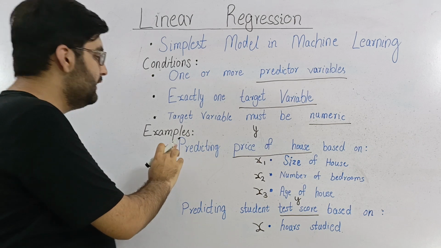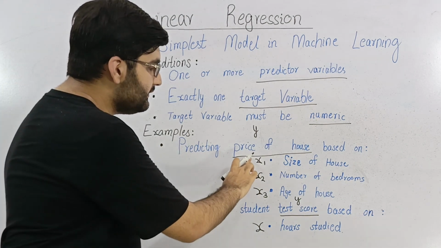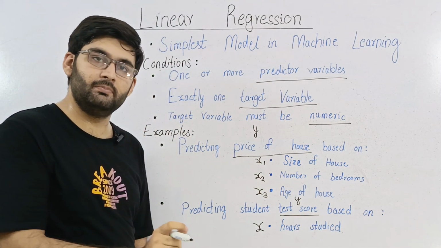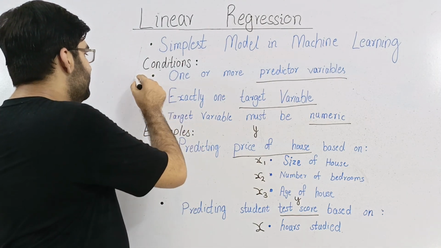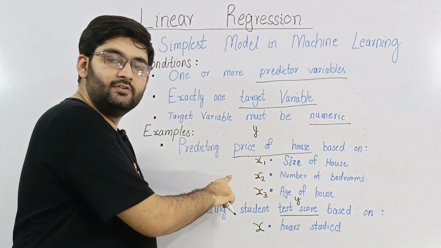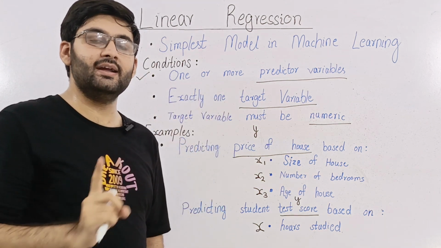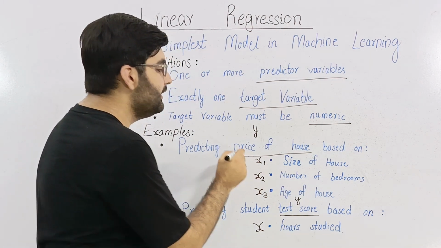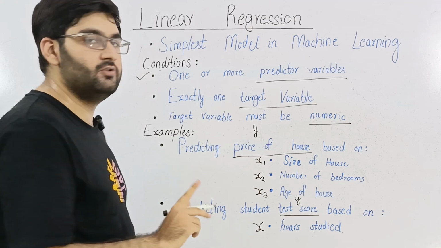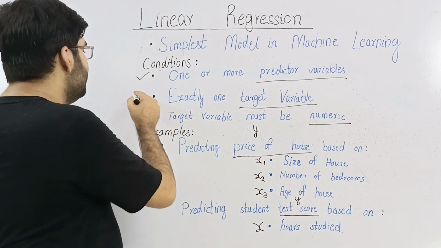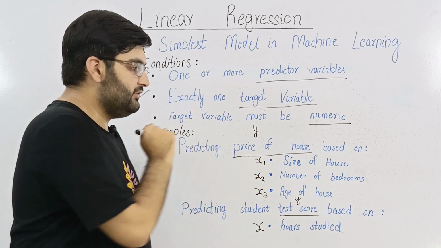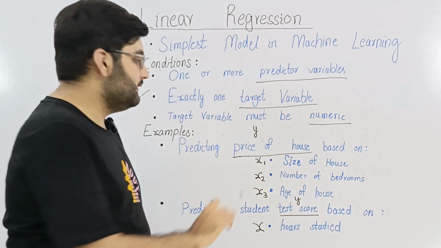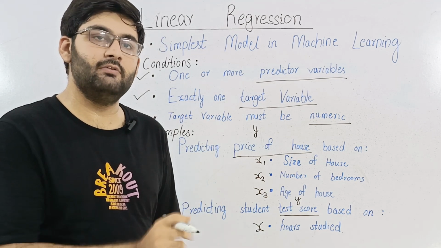So let's check. For the first scenario, there are three predictor variables. So the first condition of having one or more predictor variables is satisfied. The second condition is to have exactly one target variable, and we have exactly one target variable, which is the price of the house. So this condition is also satisfied. So the third condition is that the target variable must be a numeric variable. The price of the house is a numeric variable.